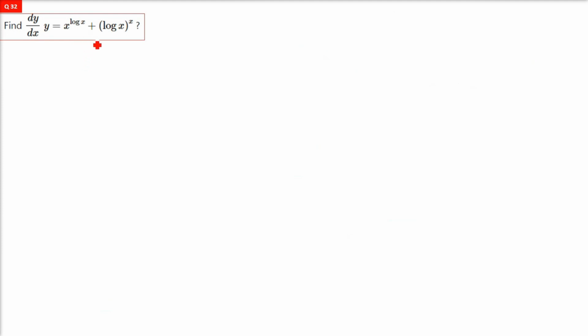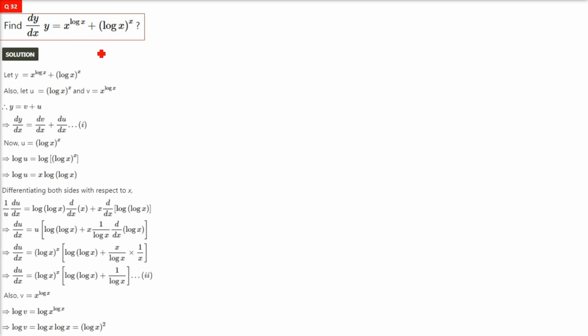Now x to the power log x plus log x to the power x. So the scenario is same. The way is same. You can take it as u and v. You can take it as e to the power log, whichever you want. So we'll do it by taking u and v. So dy by dx will be equal to du by dx plus dv by dx. U is x to the power log x. So log u will be, log x will come in front, log x into log x. And log x into log x is what? Log x whole square.